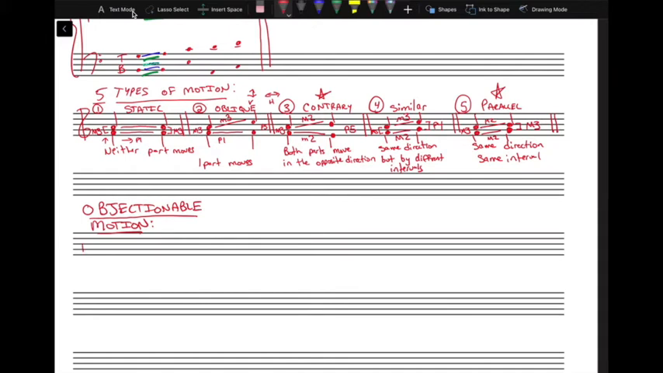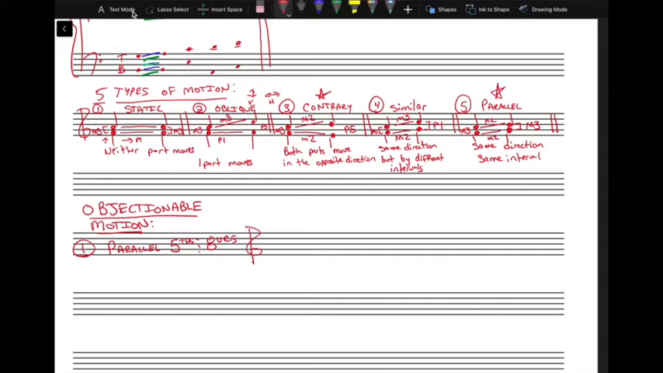The first type of objectionable motion is called parallel fifths and octaves. Parallel fifths, parallel octaves. It's okay to have parallels. And in theory class, I forgot to tell you guys this today, so my sincerest apologies. So here we go. We're dealing with parallel fifths, parallel octaves.